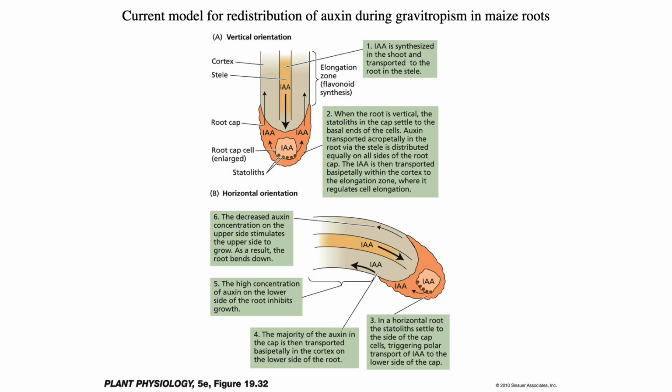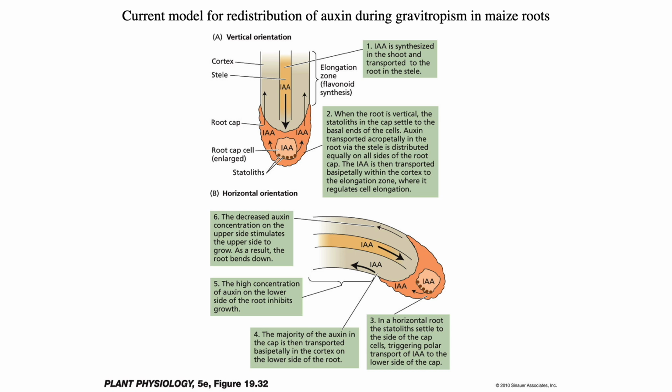In the vertical orientation, IAA is synthesized in the shoot and transported to the root in the stele. In the root tip, the statoliths in the cap settle to the basal ends of the cells. Auxin is transported equally to all sides. Once it reaches the tip in the stele, it is then transported back up, basipetally, through the root, through the outer cortical cells, where it regulates the growth of the cells in the elongation zone.